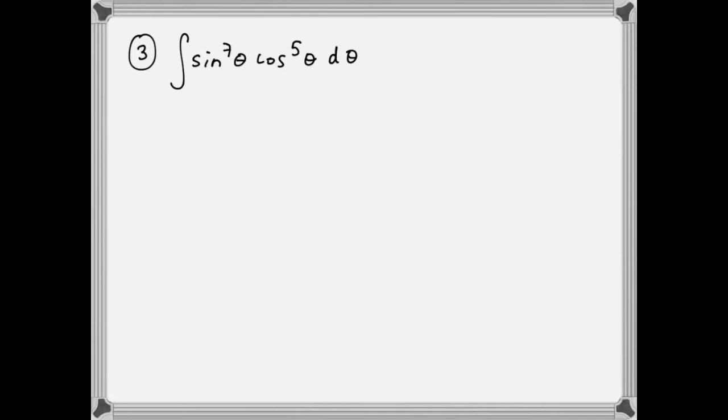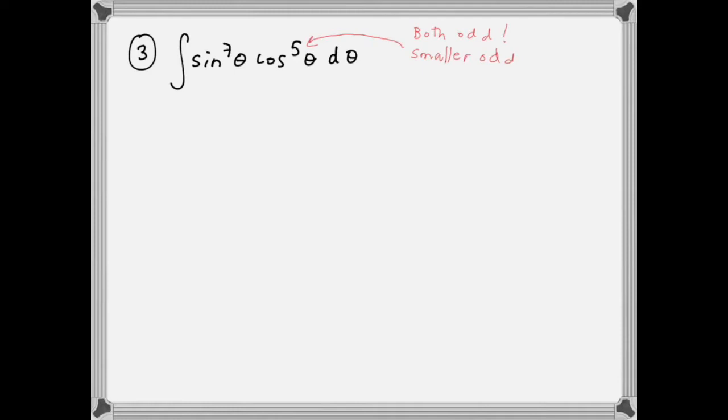Okay, so we notice that both are odd, but I said to go with the smaller odd, right? So where would the smaller odd be? The smaller odd, of course, is the cosine. You're going to see why in a second we go with the smaller one. It's because using the Pythagorean identity is easier when you have a smaller number of evens, okay? So let's see what happens.